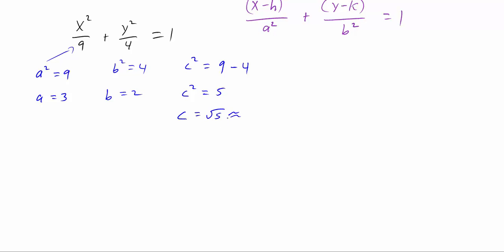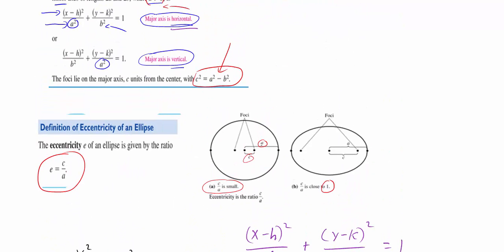And if we were to get an approximation, this is approximately 2.2. So now that we have our a value, b value, and c value, now we need to determine what the h and k are. Well, remember, the h and k is what's being subtracted up here: x minus h squared and y minus k squared.